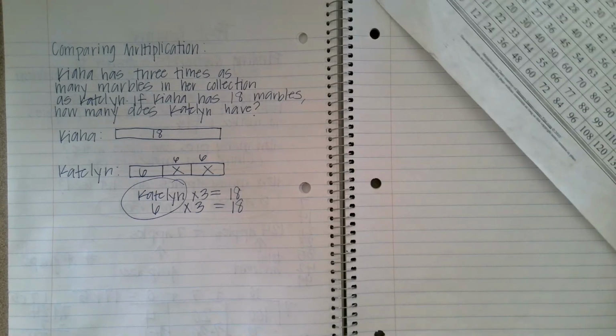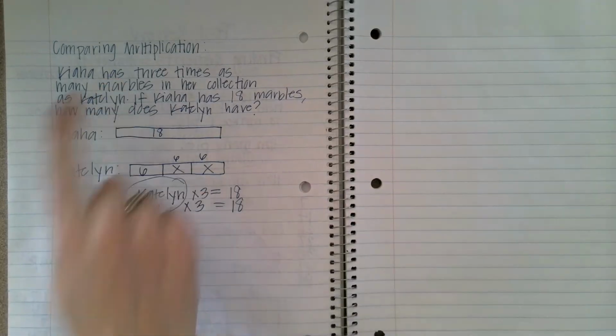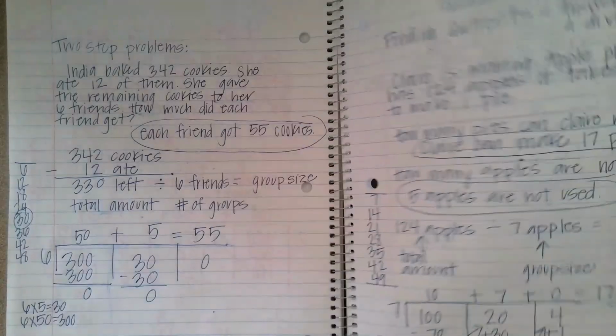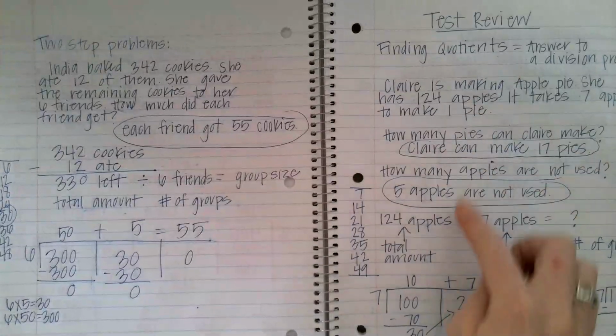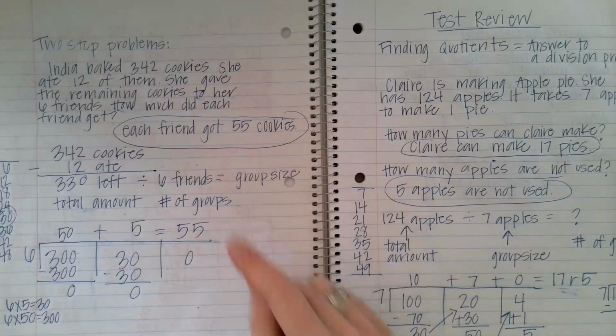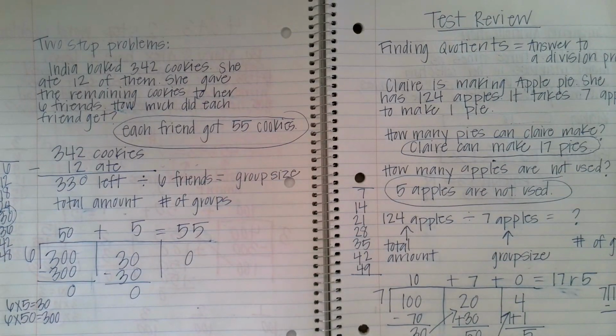Okay, on your test, you will have some problems just like these. You might even have the same exact numbers, but they are in comparing multiplication problems. As long as you draw it out, you should be great. Then finding quotients, finding the answer to a division problem, and then two-step problems, okay? You will do great if you have followed the directions this past week and really practiced with fidelity.